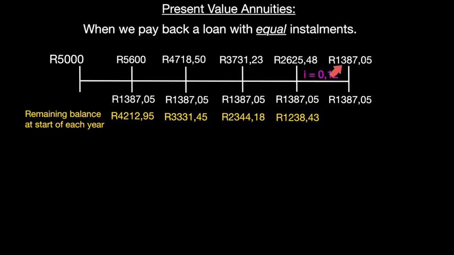So this 1,238 Rand and 43 cents is going to grow by 12% and we're going to end off with 1,387 Rand and 5 cents at the end of the fifth year, and then we're going to make that equal payment and then we owe 0 Rand. Okay, so that is how it kind of works.